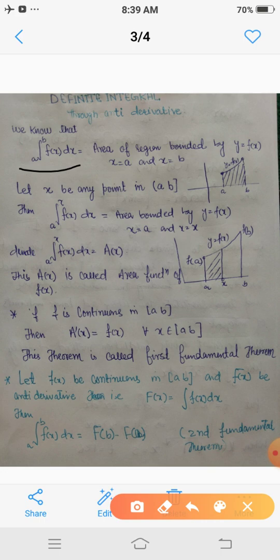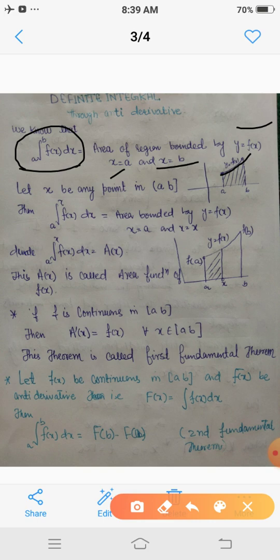b, the integral from a to b of f dx, simply represents the area bounded by the curve y equals f of x and x equals a and x equals b. That is, if we have this function y equals f of x, represented here, with x equals a and x equals b, then this shaded region, its area is given by, or it represents, this definite integral.